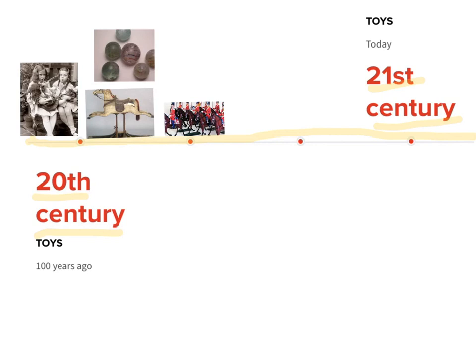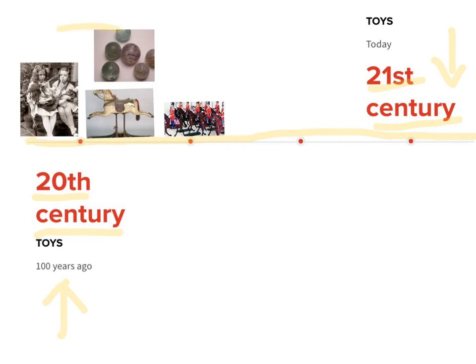A timeline will always be in order of when something happened. So whatever was invented or happened first will be on this end of the timeline, and whatever happened last would be at this end of the timeline. So this is a timeline of popular toys in the 20th and 21st century.